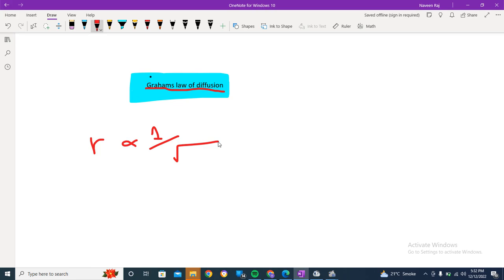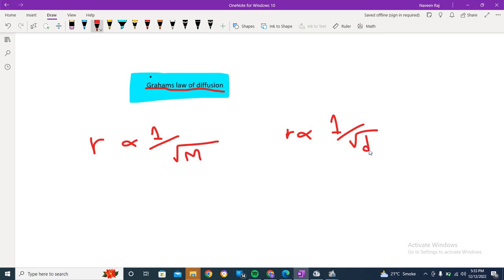Sorry, the rate of diffusion is inversely proportional to the square root of its density and the molar mass. Molar mass, I can write it as M. And secondly, the rate of diffusion is inversely proportional to the square root of density, the root of density.